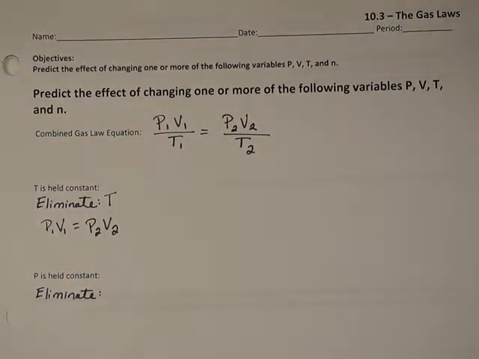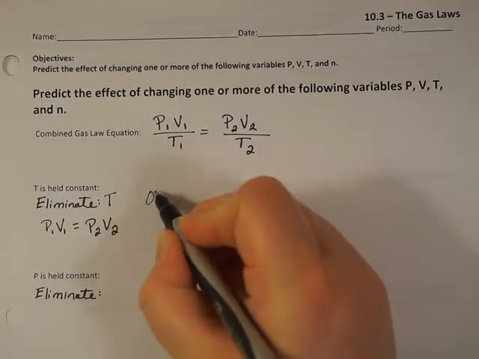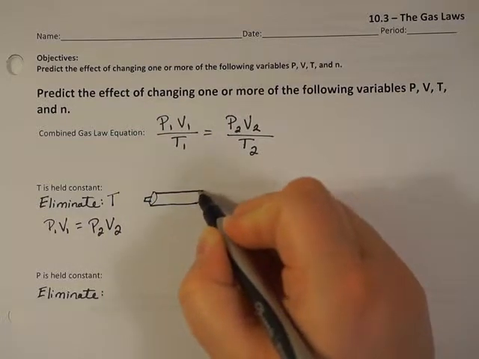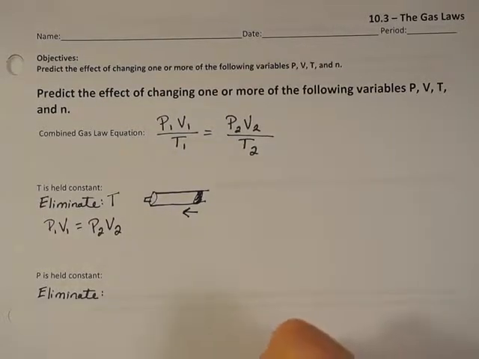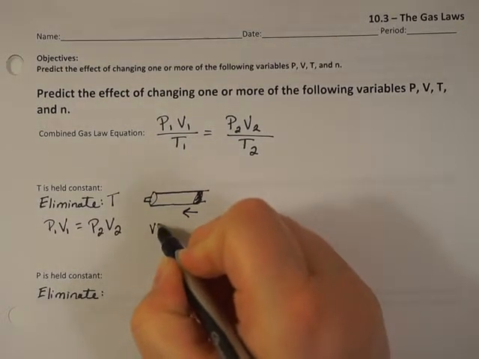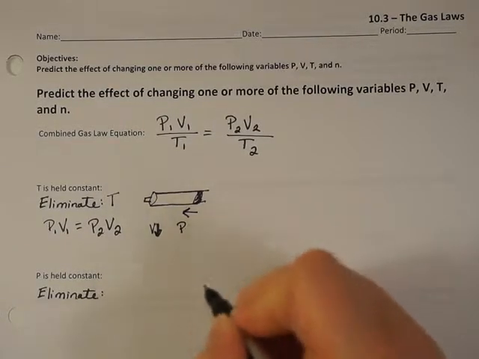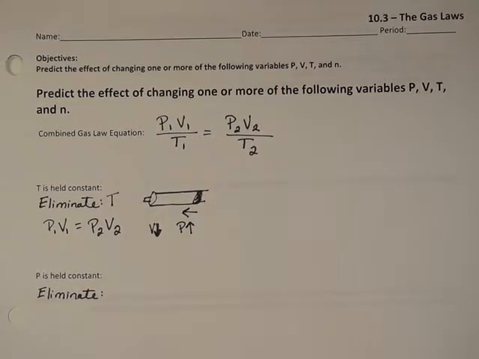Well, now let's think about the ramifications of that. What does that statement tell us? It's relating pressure and volume to each other. Let's say you had a syringe and you decrease the volume of the syringe. What's going to happen to your pressure? If you decrease volume, you should be able to figure out that your pressure is going to increase.